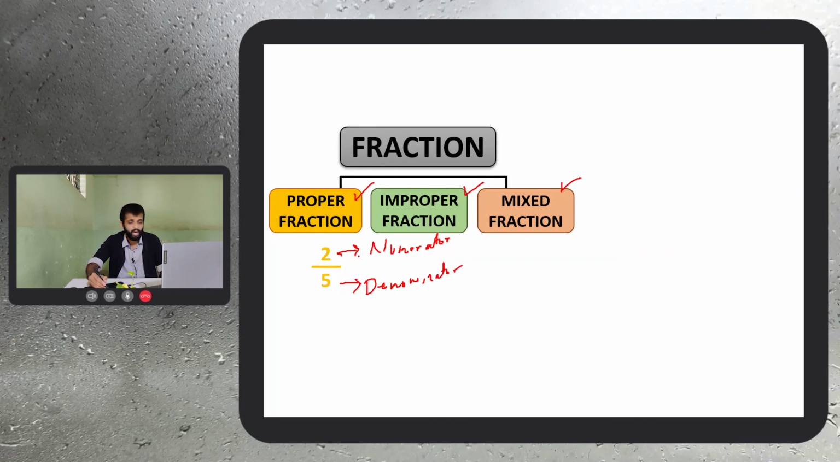So how do I remember which is the numerator, which is the denominator? Simple logic. Denominator is down. They are starting with D and D, right? So denominator is down, numerator is on top. Okay, so they're just two words, right? So down means denominator, on top it's numerator.